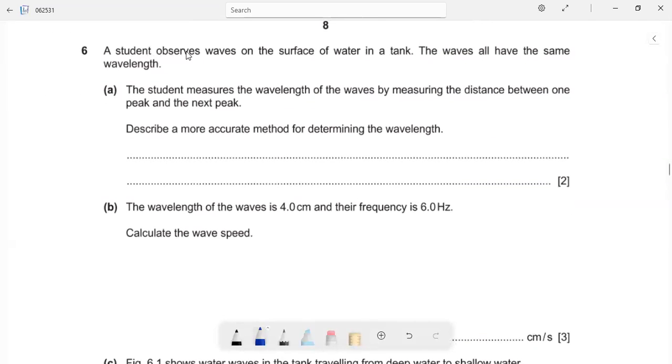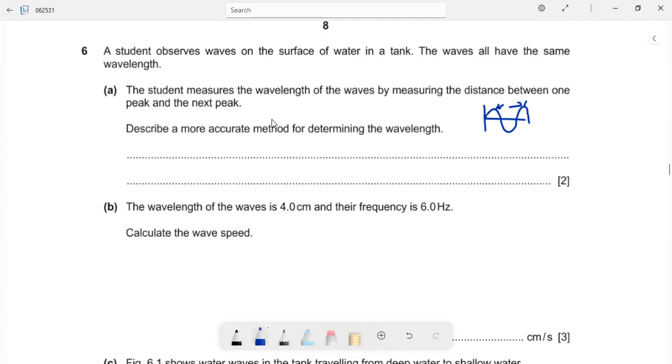Next, a student observes waves on the surface of water in a tank. The waves all have the same wavelength. The student measures the wavelength of the waves by measuring the distance between one peak and the next peak. So if the wave is moving, by measuring this distance, we can calculate the wavelength. Describe a more accurate method for determining the wavelength.